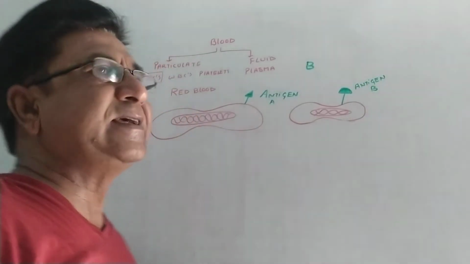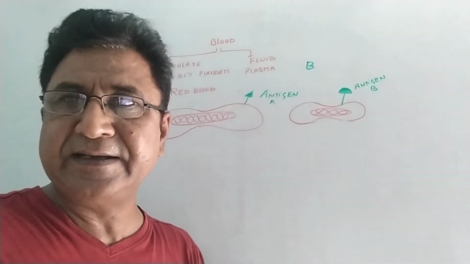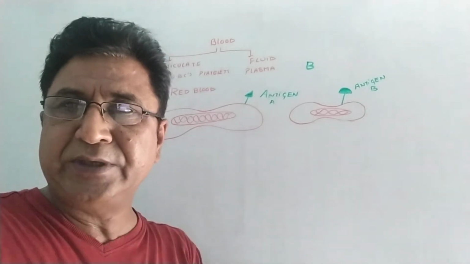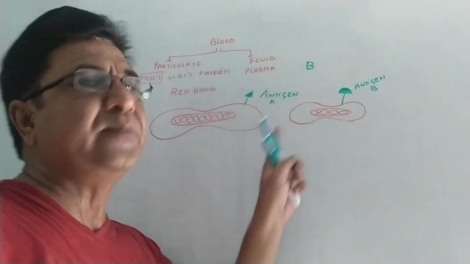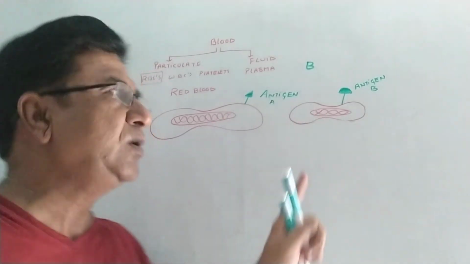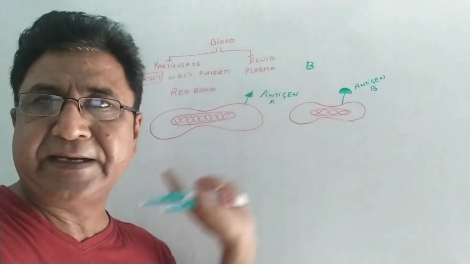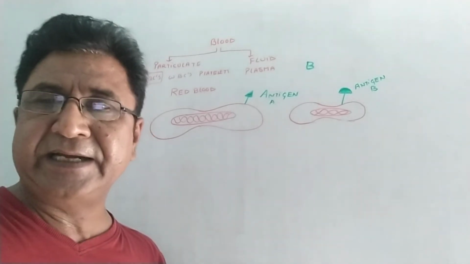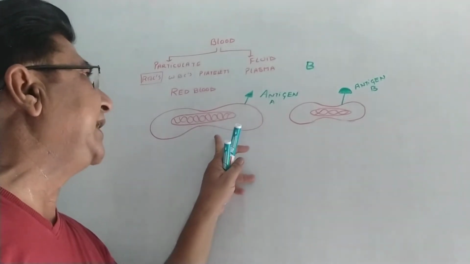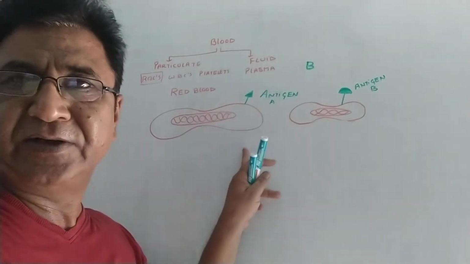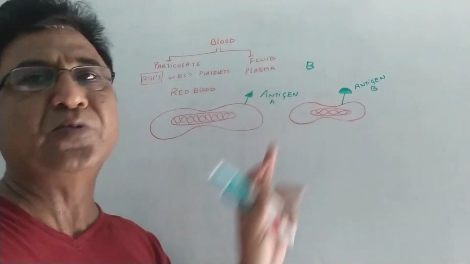So if we take blood, place it on a slide glass, dilute it and look through the microscope, we can see the structures available on the RBCs. If it is a triangular structure, it is antigen A. If it is a dome-shaped structure, it is antigen B. This decides the blood group. If antigen A is present, the blood group is A. If the dome-shaped antigen is present, the blood group is B.